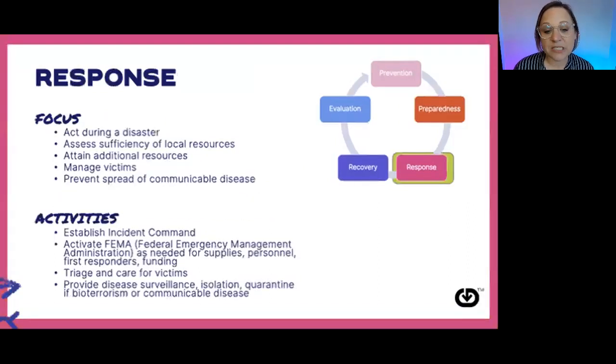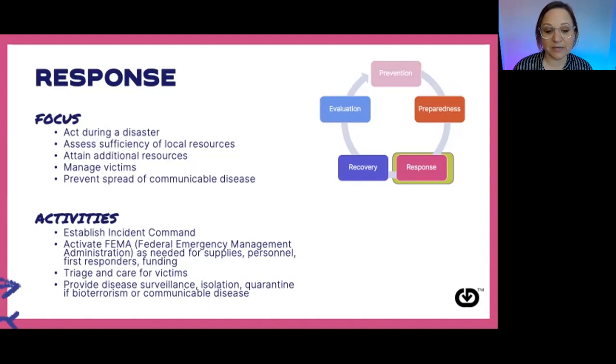Okay, the response is the phase when a disaster happens and we need to do something. So the focus of the response phase is to act during a disaster, to assess the sufficiency of local resources and attain additional resources as needed, to manage and care for victims, and if a communicable disease is present, to prevent the spread of that communicable disease.